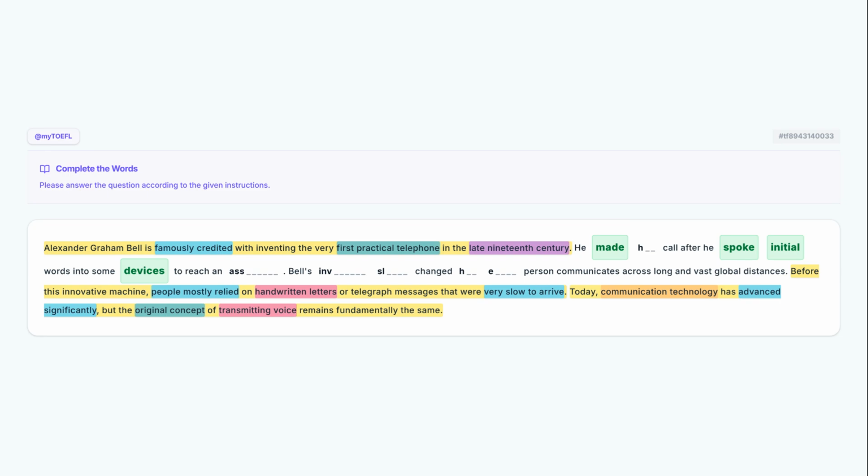Bell needed someone on the other end to hear him. In a professional or experimental setting like the late 19th century experiments, he would be working with a helper, so the correct answer is assistant.